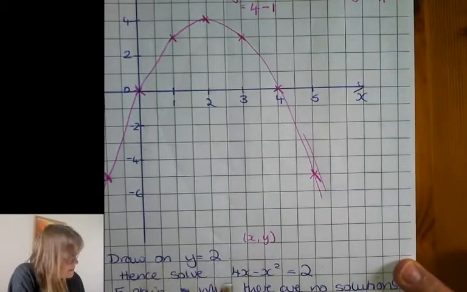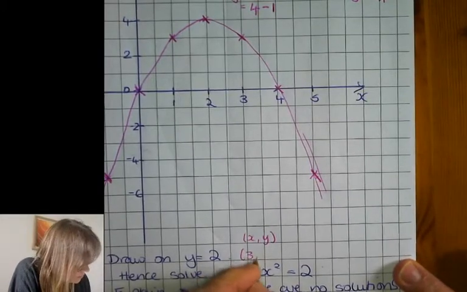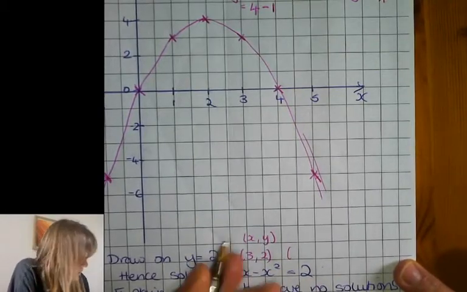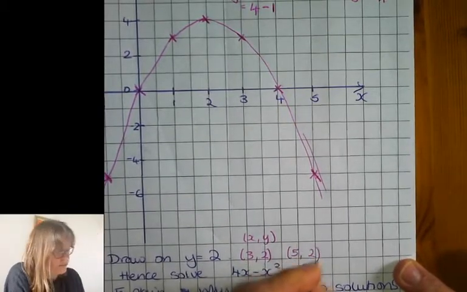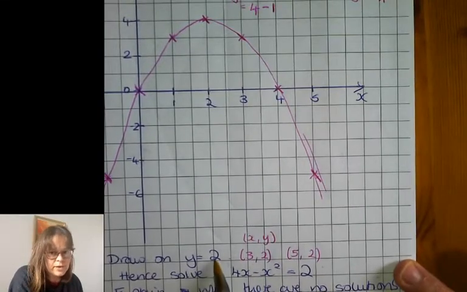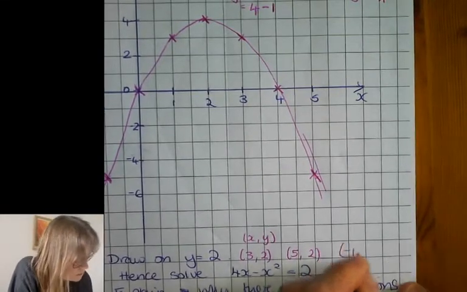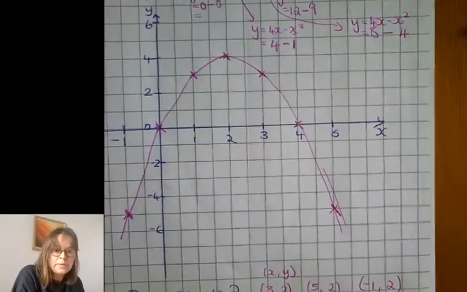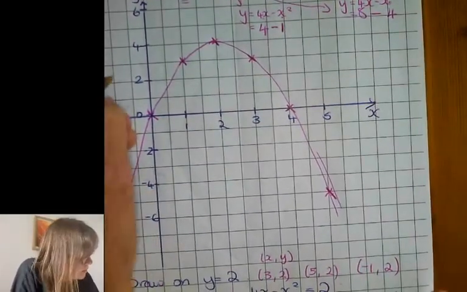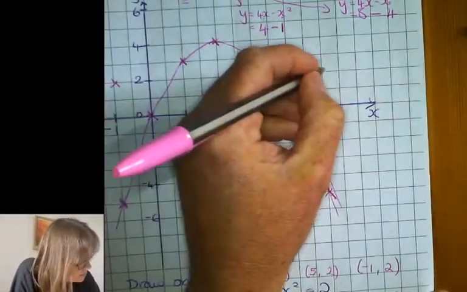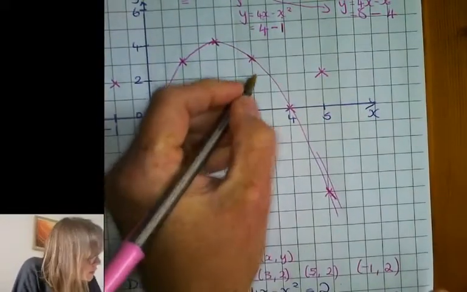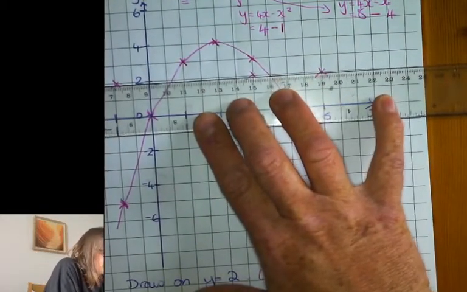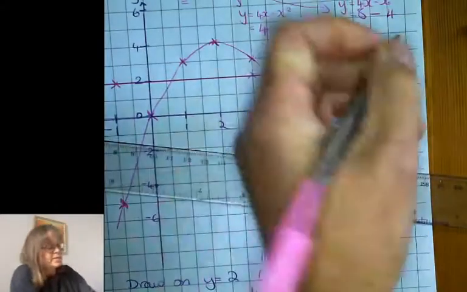So the y coordinate needs to be 2. So let's make an x coordinate of 3 and a y coordinate of 2. And another point on that line, an x coordinate of 5 and a y coordinate of 2. Because it doesn't matter what I do as long as the y coordinate is 2. And an x coordinate of minus 1 and a y coordinate of 2. And now I'm just going to plot those on my picture. So minus 1, 2, 5, 2, 3, 2. And you can see those 3 points just lined up in a straight line. So this is the line y equals 2.